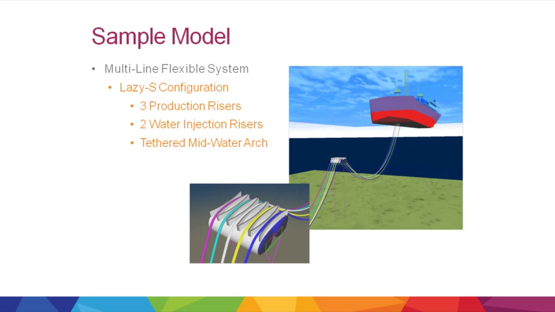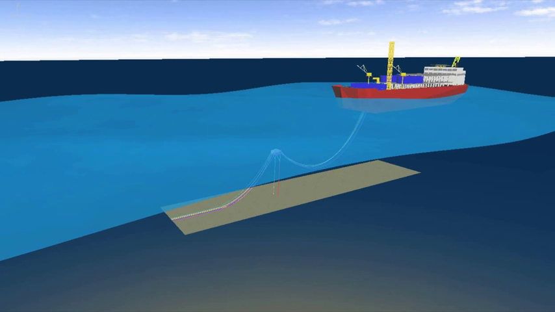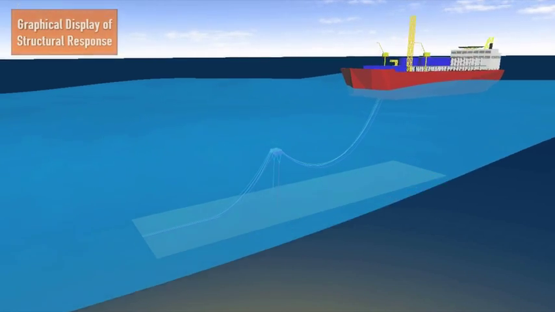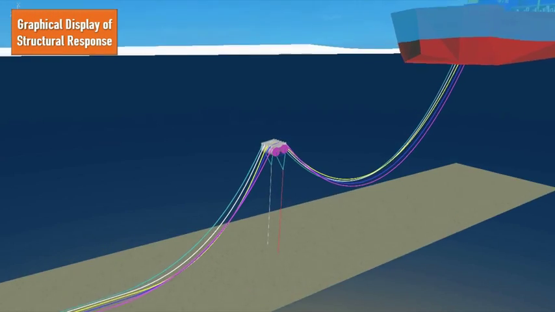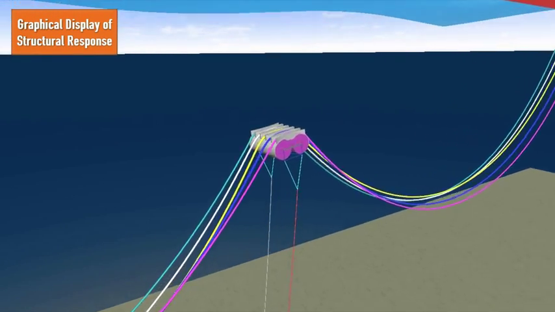For illustrative purposes, let's look at a sample flexible riser system analyzed in Flexcom. The model contains five flexible risers, which pass over a tethered midwater arch in a lazy S configuration. You're now looking at the model view. This is a graphical display which allows the engineer to visually examine the structural response.